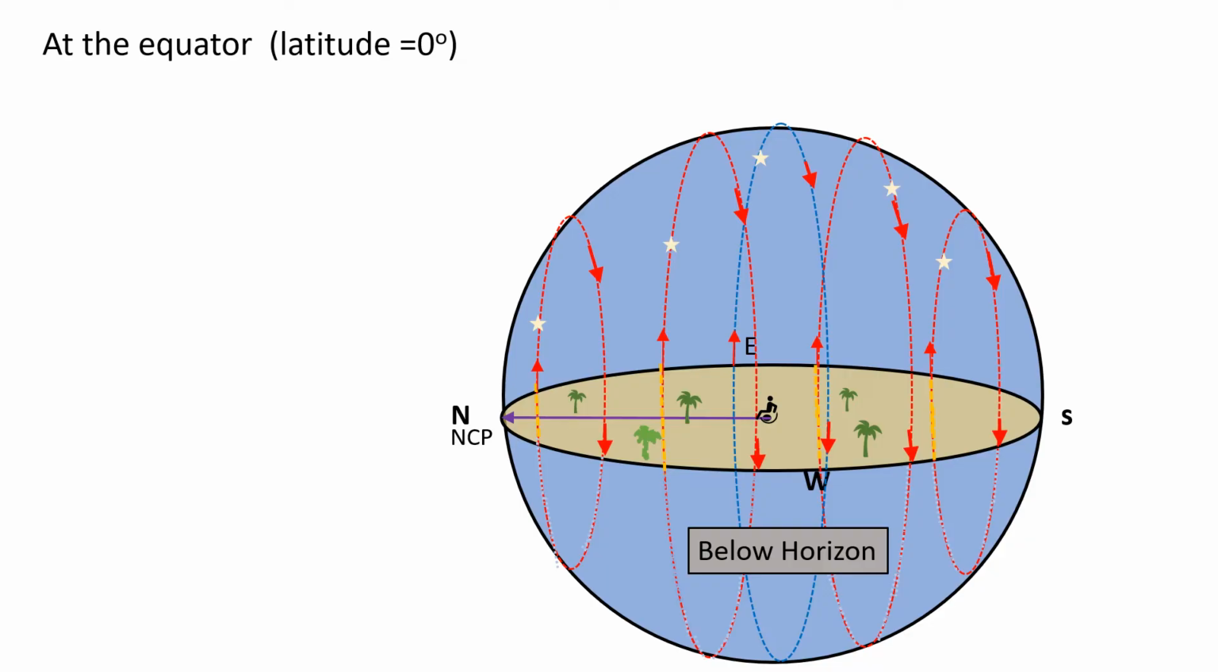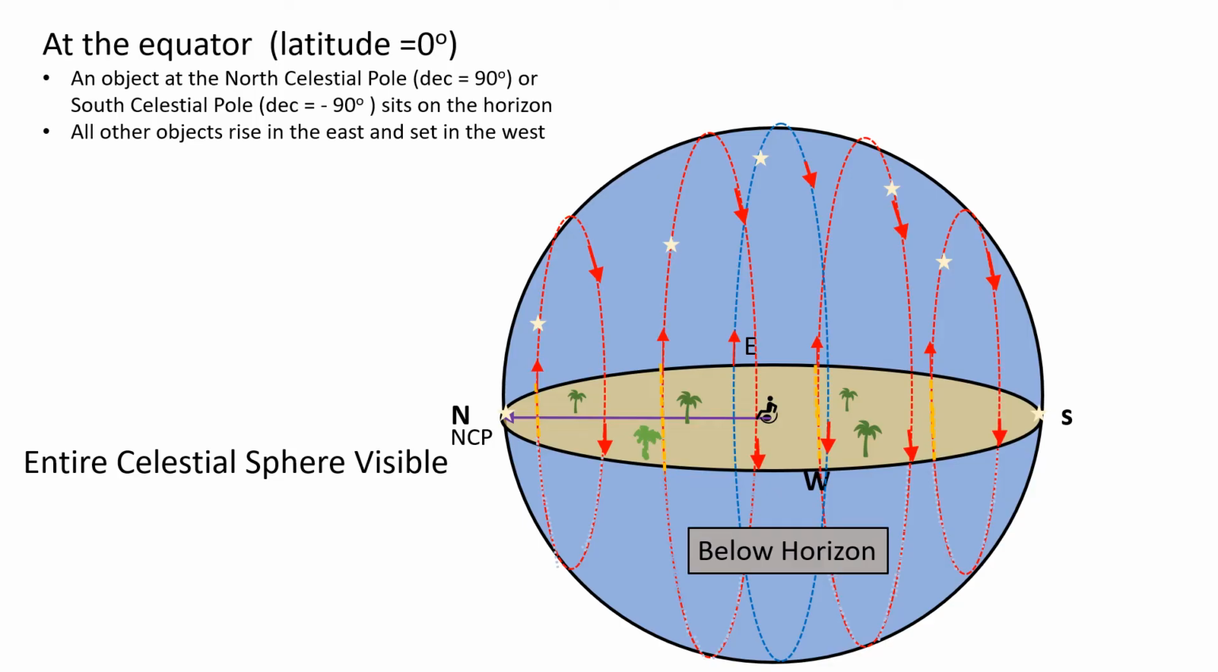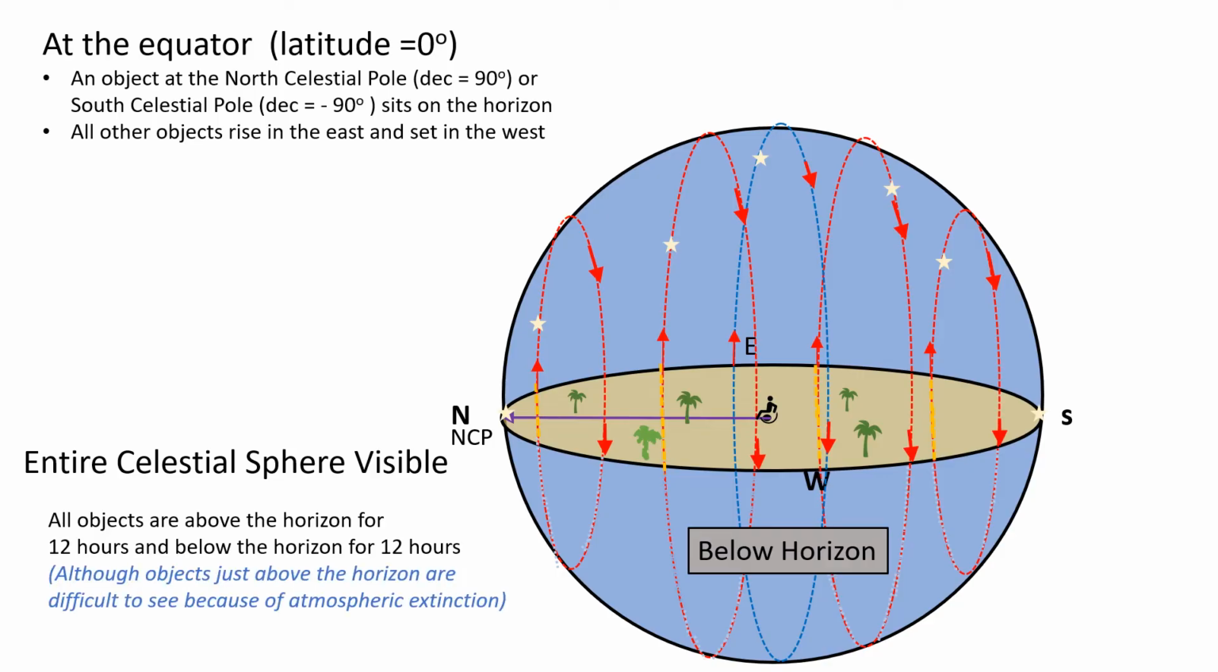An observer at the equator will see anything at the north celestial pole or the south celestial pole completely stationary, sitting on the horizon, neither rising nor setting. Every other object rises in the east and sets in the west, as you can see by the red dotted lines or the blue dotted line, which just marks the celestial equator. The entire celestial sphere is visible, and all objects are above the horizon for 12 hours and below the horizon for 12 hours. Although, of course, objects very close to the horizon are difficult to see because of atmospheric extinction, which we've talked about before.